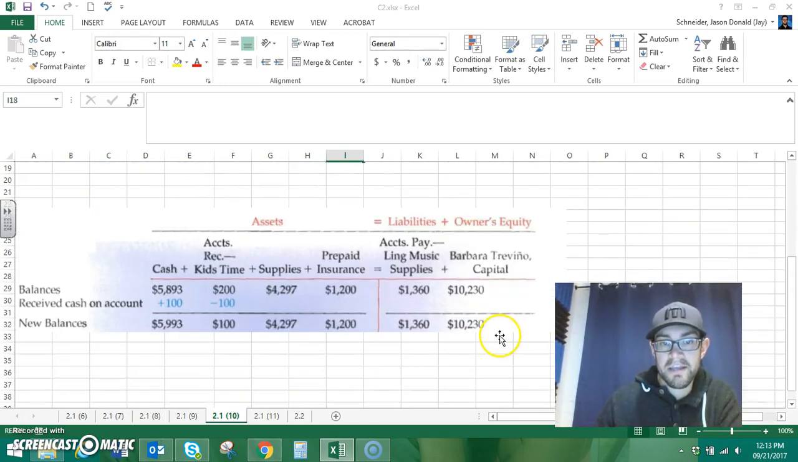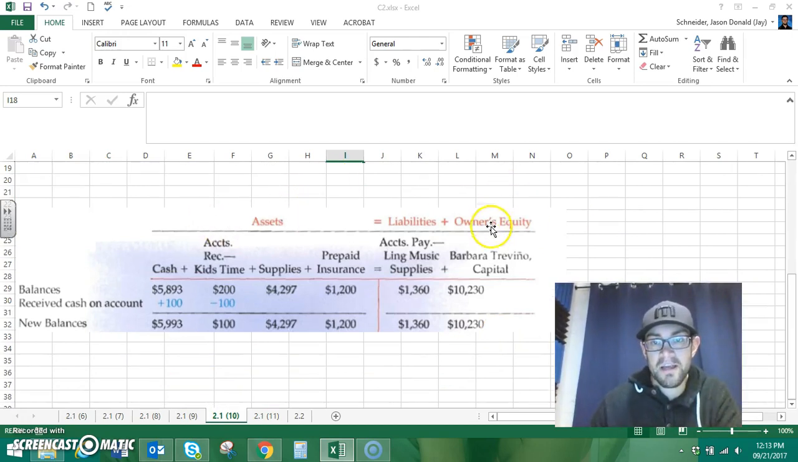So what does that look like in our textbook? We can see right here, we have our assets, our liabilities, owner's equity. Again, the right-hand side of our equation is not touched during this. We receive cash on account, we're increasing our cash value, we're decreasing the Kids Time accounts receivable because they now owe us less money. Accounts receivable, receiving cash on account.